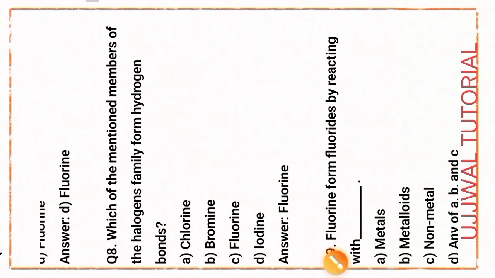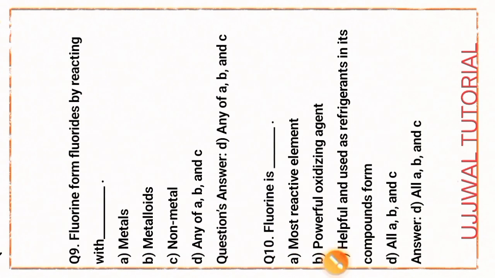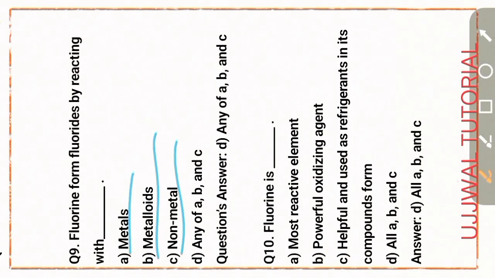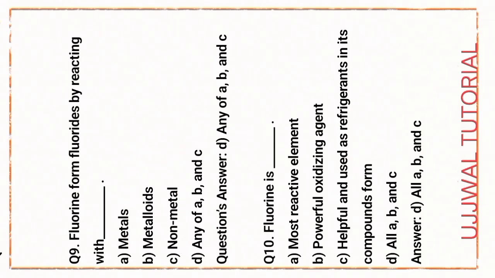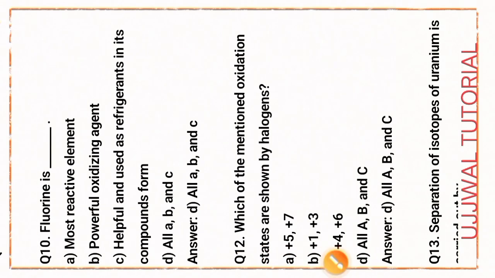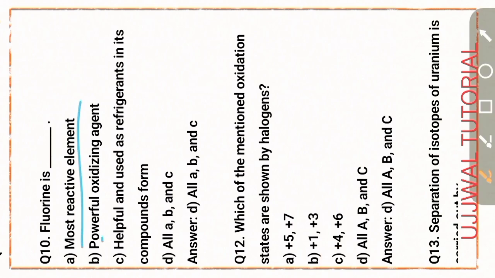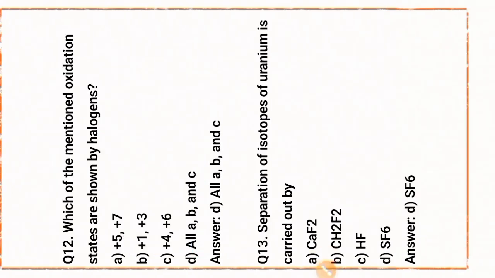Next, question number 9: fluorine forms fluorides by reacting with options A, B, C, that is metals, metalloids, non-metals. Option D is the right answer. Clear? Next, question number 10: fluorine is the most reactive element, a powerful oxidizing agent, helpful and used as a refrigerant in its compound form. Option D is the right answer.